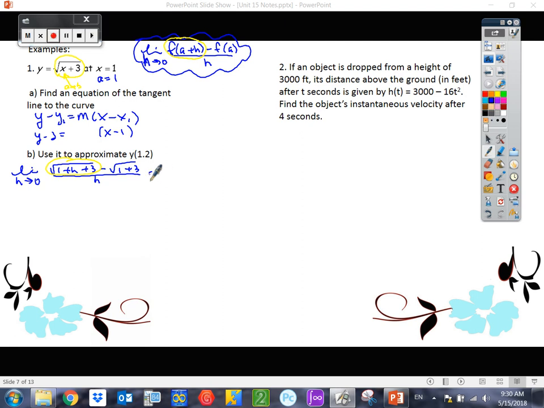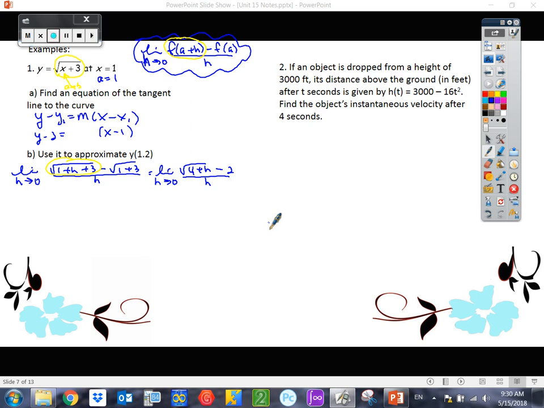So that's the limit as h goes to 0. Notice I'm bringing my limit along. Poor little thing. It doesn't want to be left behind. So this is the square root of 4 plus h minus, so this is the square root of 4, right, which is 2, all over h. Okay, is everybody okay with that?